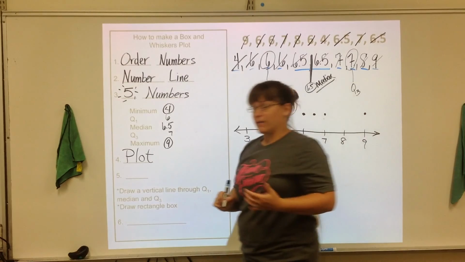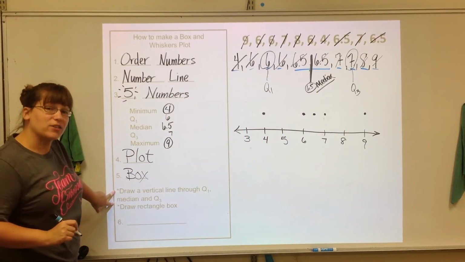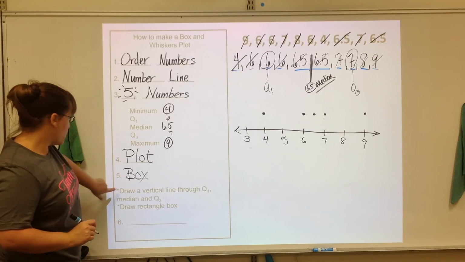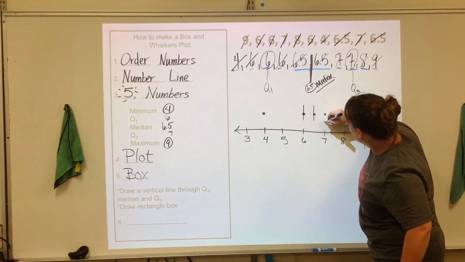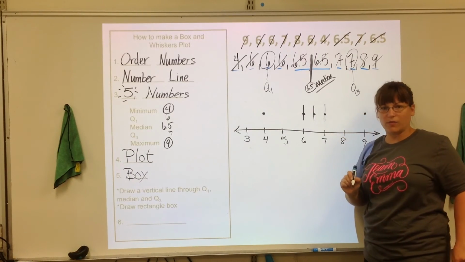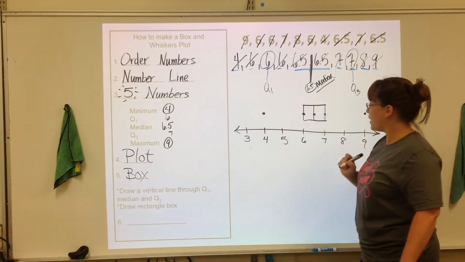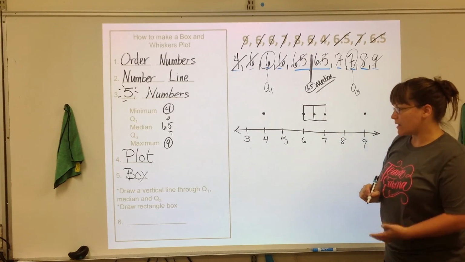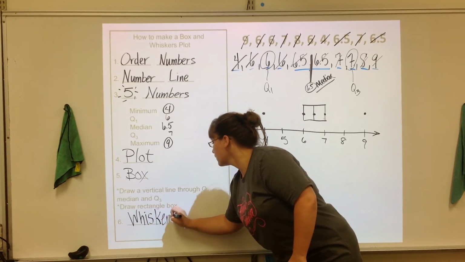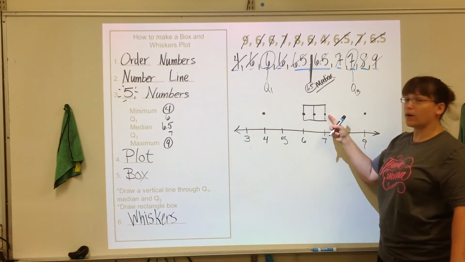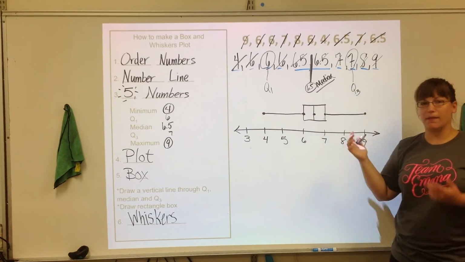After we've plotted, now we have to draw the box. Here's the directions again on how to draw that box. We're going to draw a vertical line through Q1, the median, and Q3. Those are the middle 3 dots that we have plotted. Then we're going to draw the rectangle box around them, just like that. And then step 6 is the whiskers. And that just comes from Q3 to the maximum, from Q1 to the minimum. And there you have it.